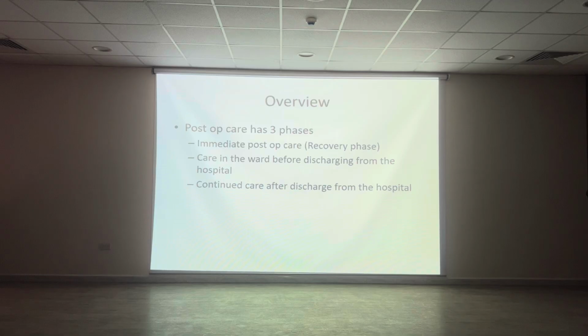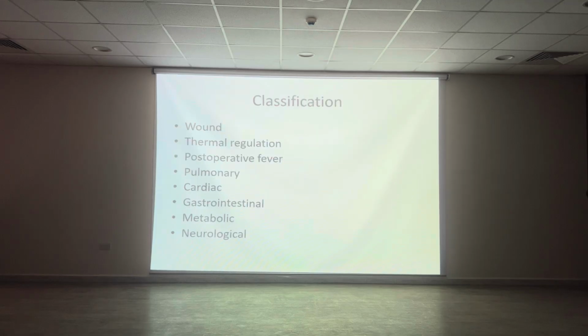As an overview, we can divide the complications into immediate post-operative, the post-operative care in the ward, or continued after discharge. Right? These are immediate, short-term, and long-term complications. In a general classification, you can classify the complications into wound, thermal, post-operative fever, pulmonary, cardiac, GI, metabolic, or neurological complications. As we said, a complication represents any deviation from the normal pathway of post-operative care.